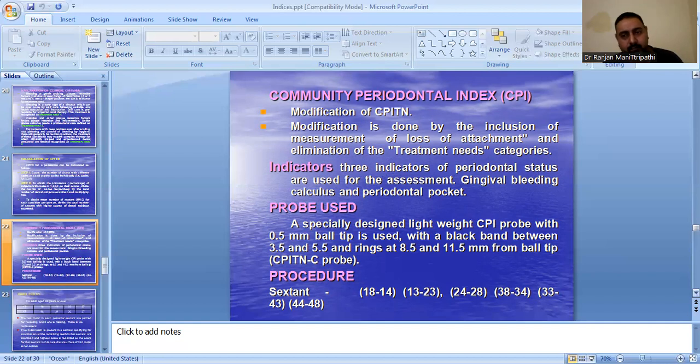periodontal pocket. The probe used is a specially designed lightweight CPI probe with a 0.5 mm ball tip with a black band between 3.5 and 5.5 mm, and rings at 8.5 and 11.5 mm from the ball tip, that is the CPITN C probe. Sextants are chosen: 18 to 14, 13 to 23, 24 to 28, 38 to 34, 33 to 43, and 44 to 48.